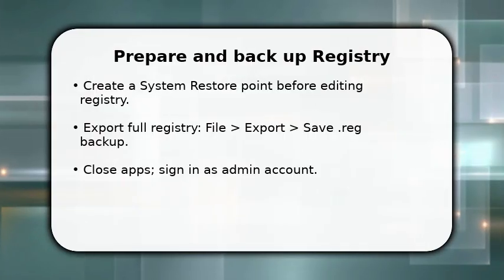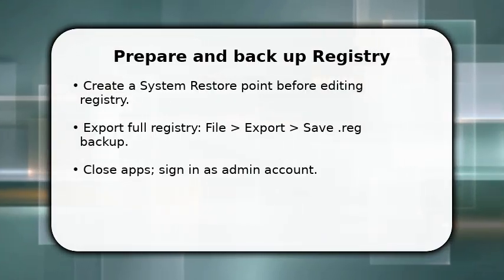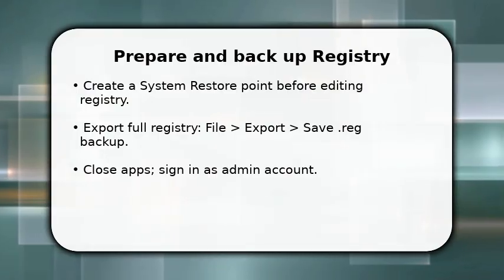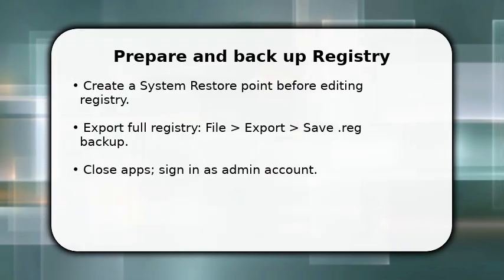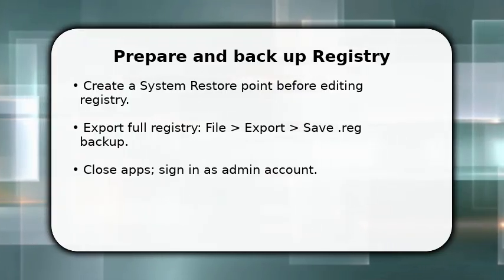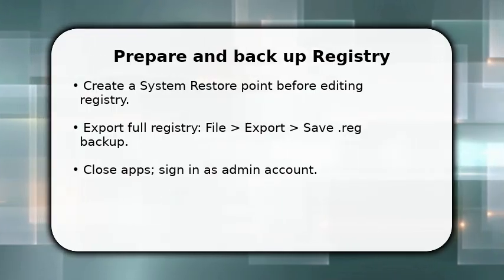You start by protecting your system. Create a system restore point and export the registry so you can undo changes. Once done, sign in with an administrator account and close non-essential apps to avoid locked keys. Open Registry Editor, regedit, and navigate to areas you need to inspect.